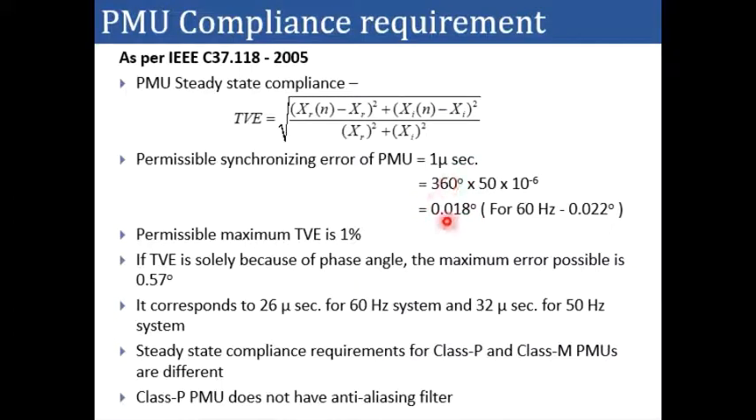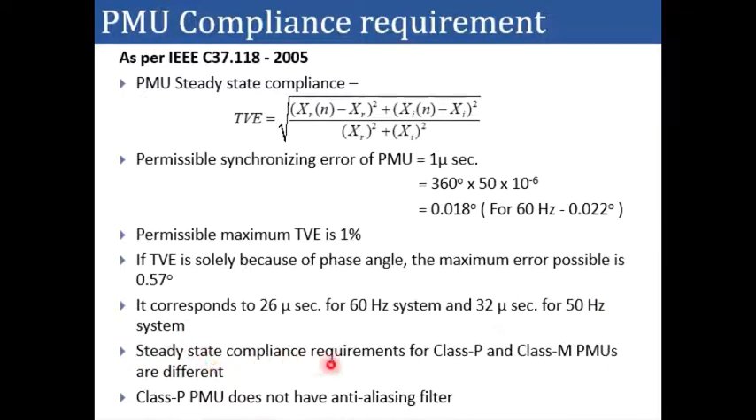So that is for 50 hertz. So if you just replace 50 by 60, you will get the maximum synchronizing error for a 60 hertz system. That will come out to be 0.022 degree. Now if the total vector error is solely because of phase angle, the maximum error possible will be 0.57 degree. Now if you translate it into time, correspondingly the maximum error will be 26 microseconds for a 60 Hz system and 32 microseconds for a 50 Hz system.